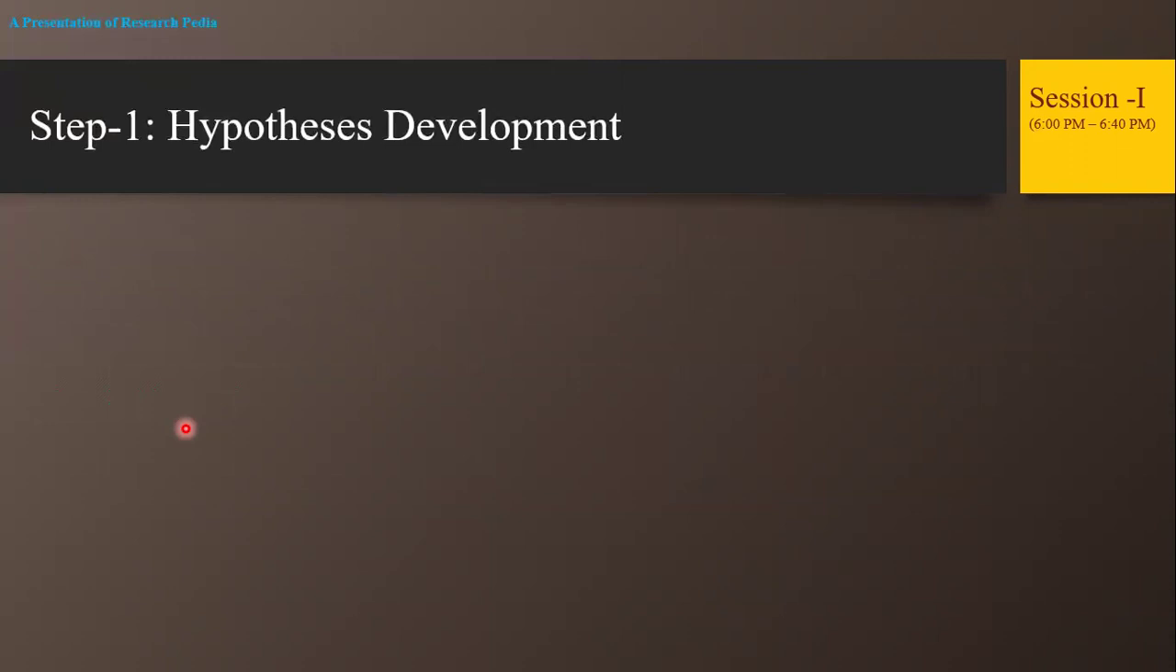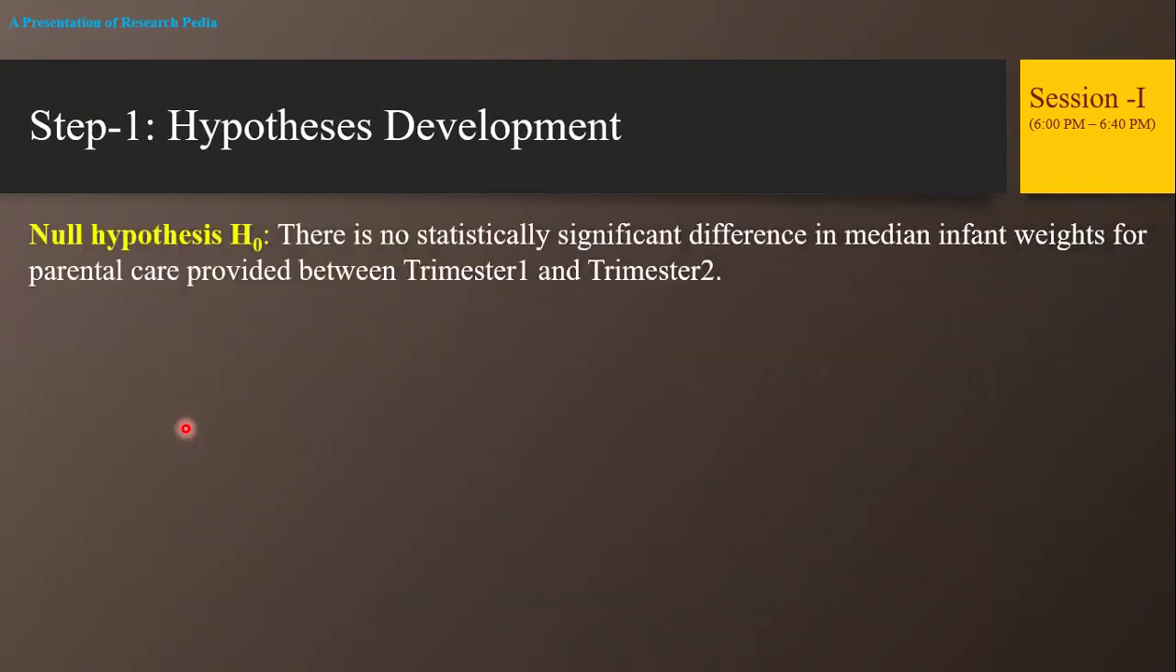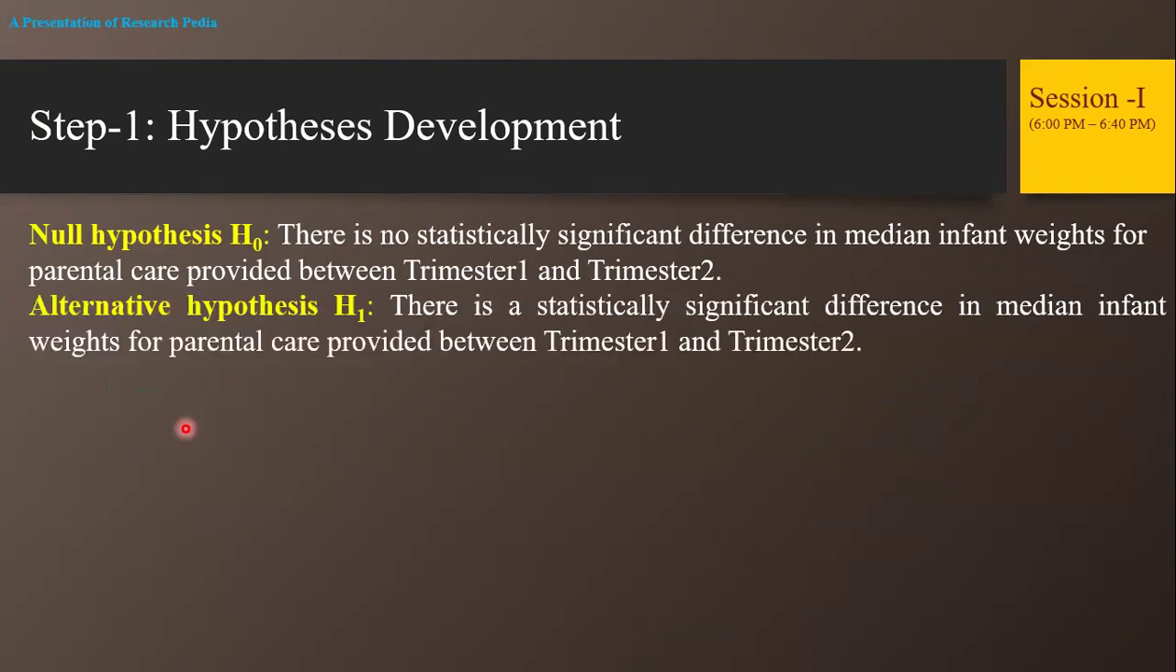First, we need to establish the hypothesis. Our null hypothesis would be there is no statistically significant difference in the median infant weights for the parental care provided between trimester 1 and trimester 2. Alternative hypothesis would be there is a statistically significant difference in median infant weight for parental care provided between trimester 1 and trimester 2. And here comes the statistical hypothesis: if both are equal, you may state it as a null hypothesis, and if they are not equal, you may state it as an alternative hypothesis.